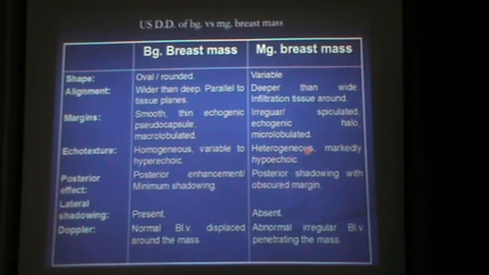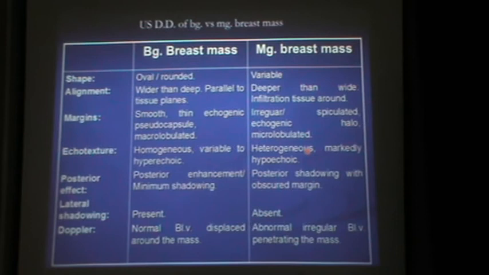Doppler ultrasound shows normal blood vessels displaced around the mass. While in malignant breast mass, the shape is variable, the alignment is deeper than wide, infiltrating the tissue around, the margin is irregular, speculated, with an echogenic halo, and microlobulated.